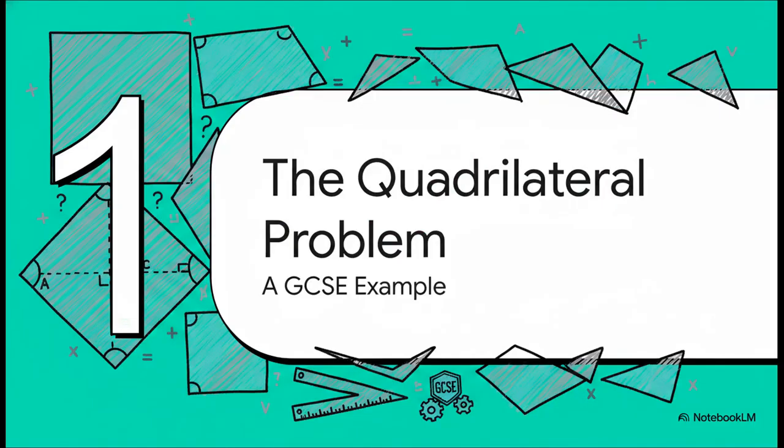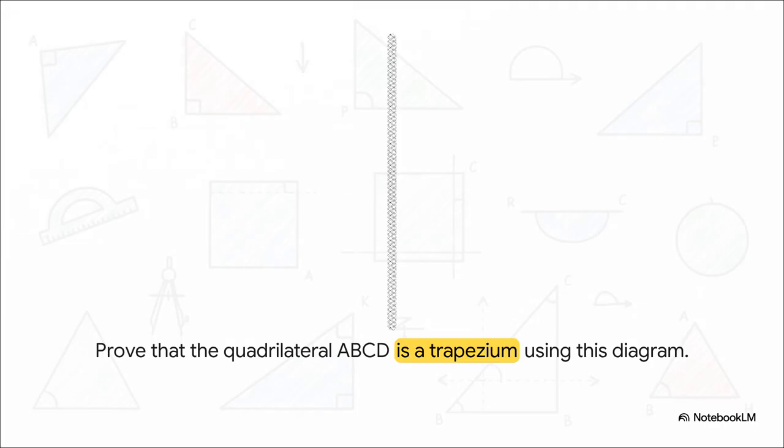We are tackling a quadrilateral problem taken straight from a recent GCSE paper, and we're going to solve it together step by step. So here it is, our challenge. We've got this quadrilateral, ABCD, and as you can see, its angles are given as these algebraic expressions. Our mission? We have to prove that this shape is a trapezium. And that word prove is so important. It means we need a rock-solid, logical argument with super clear working, not just a final number.